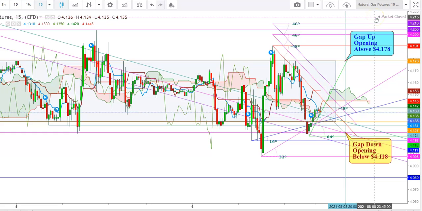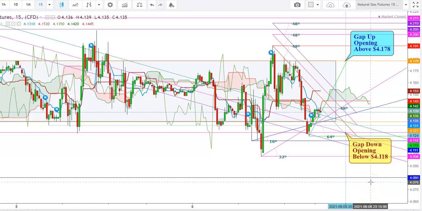But on the other hand, if the natural gas futures start the upcoming week well below the important supporting level at $4.118 with a gap down opening on the first trading session of the upcoming week, we'll see the natural gas futures could remain under bearish pressure and could try to sustain well below the levels of $4.080.